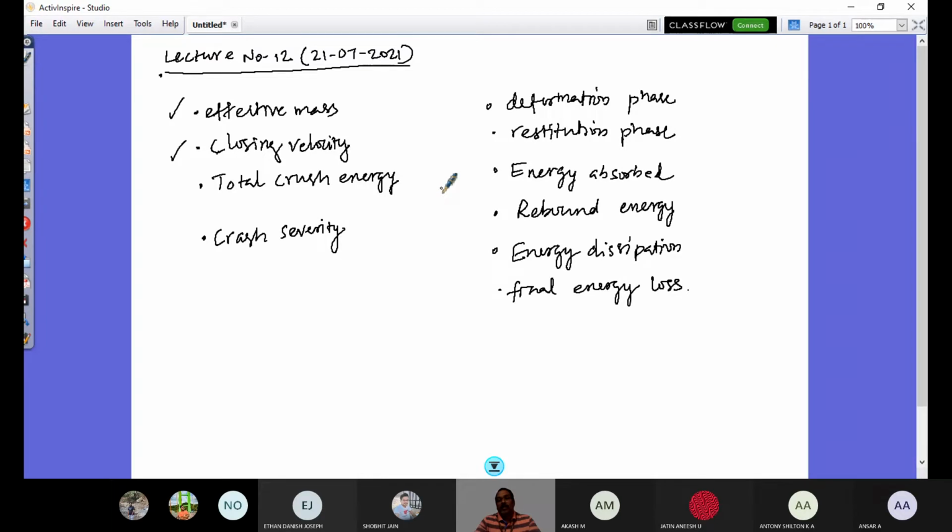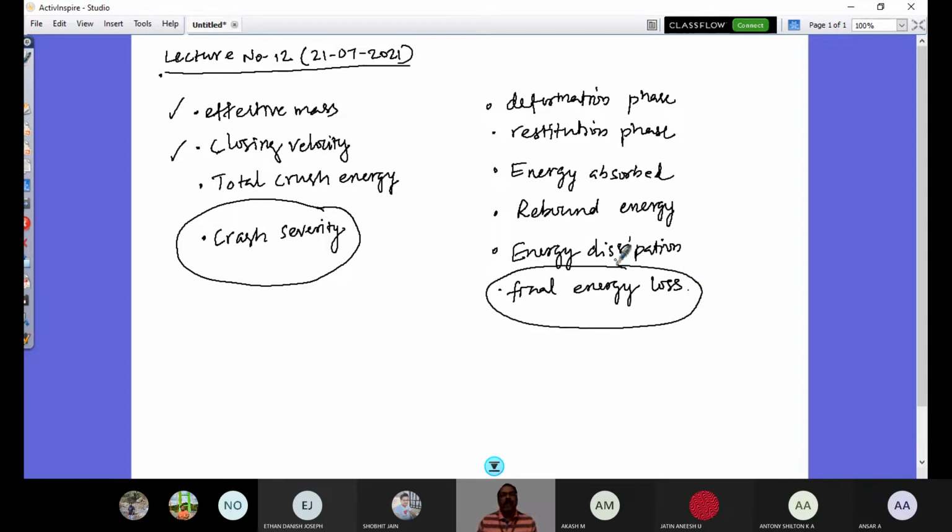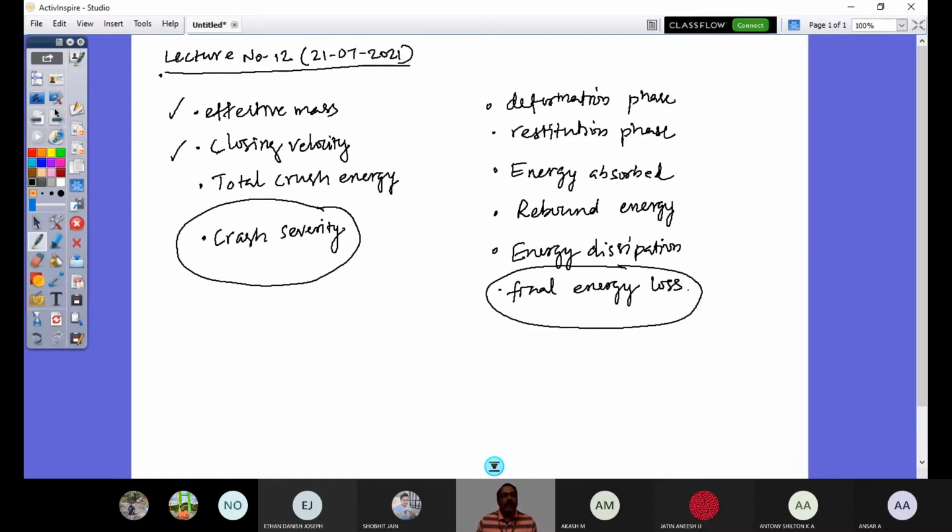and that would help the reader go through the paper comfortably. So I felt that if I start today's lecture by telling you the important keywords, you would be able to define what crash severity is, and how the final energy loss is calculated, and so on. With this idea, I'm now going to proceed with explaining the simple experiment.